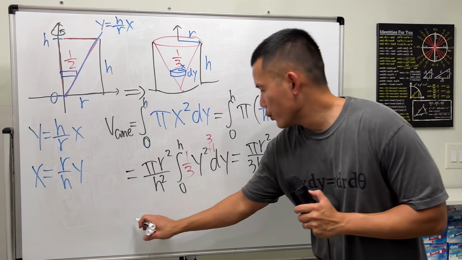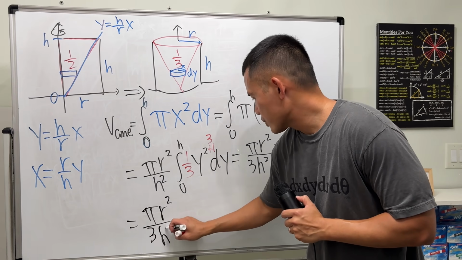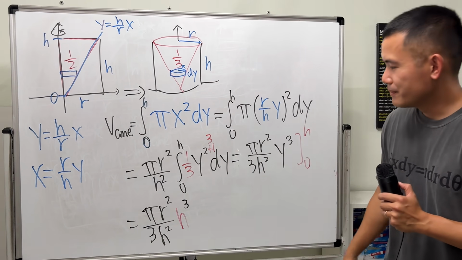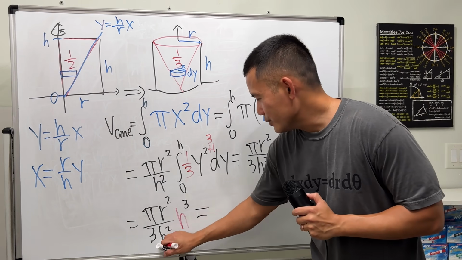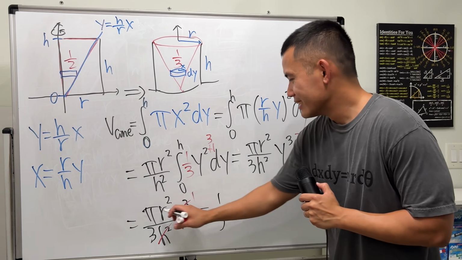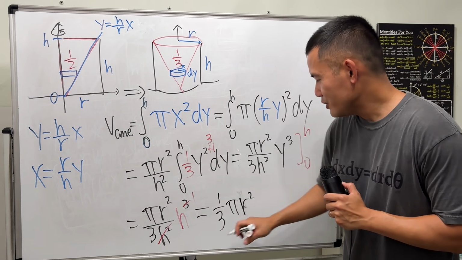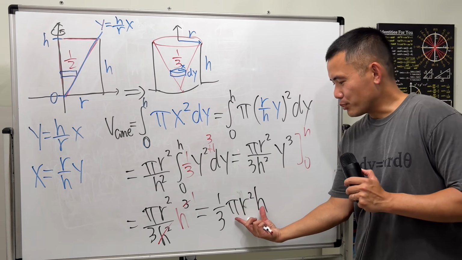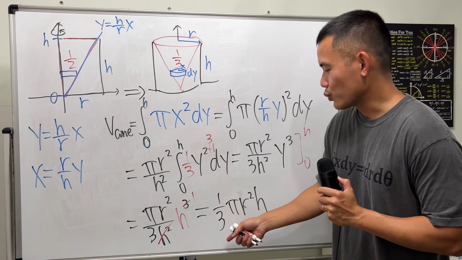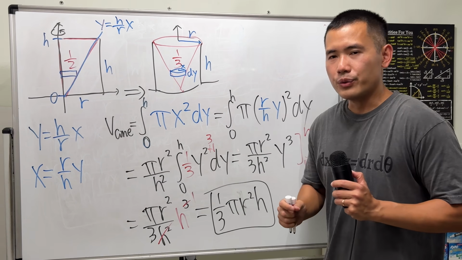Plugging h, we get pi r squared over 3h squared times h cubed. Plugging 0 doesn't matter because it's 0. And then right here, reduce it. Ladies and gentlemen, we have 1/3 times pi r squared h. And this is precisely the volume of a cylinder. And then the cone is just 1/3 of that. That's it. Now I have a question for you.